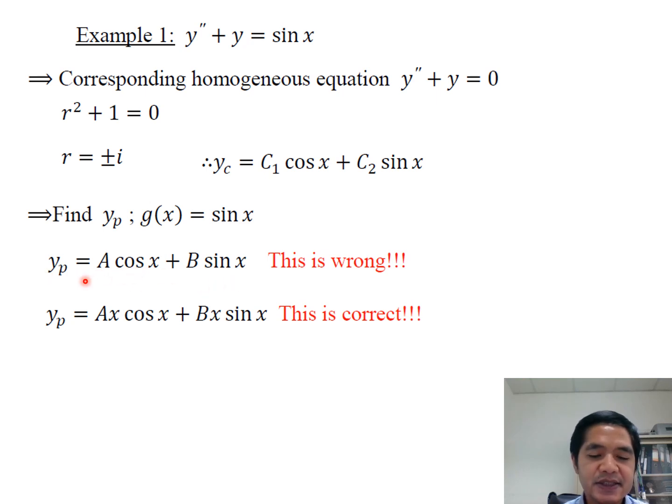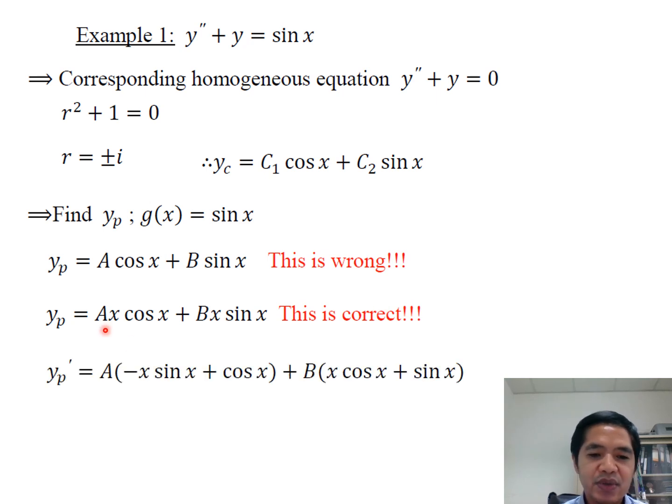S here in this case is 0, but when you look at this yp and compare with the yc from the corresponding homogeneous equation, you see cos x plus a constant times sine x. This is cos x and sine x. See here, it's the same thing. So this is exactly the same solution. So this is wrong. You cannot use this yp. So you have to use another higher value, which is s equal to 1.